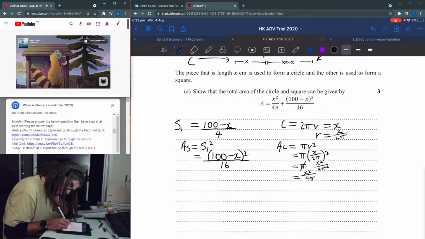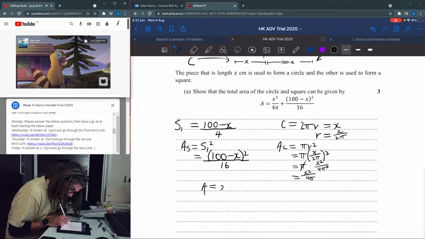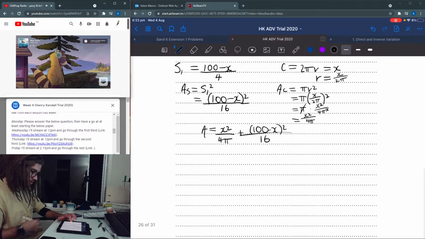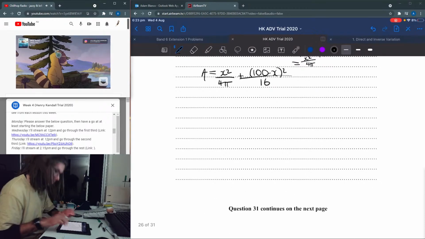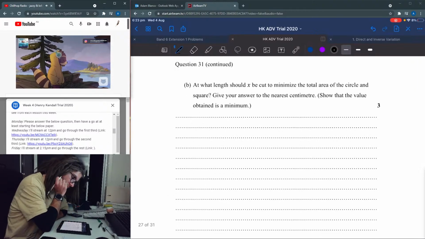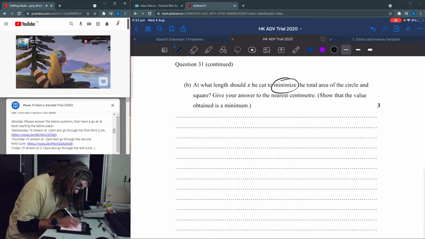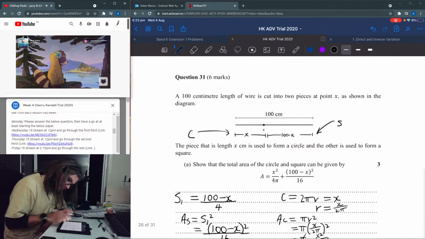And then that go. Okay, so then area equals x squared on 4 pi plus 100 minus x squared on 16. 3 marks, that's pretty generous, but that involved a lot of thinking. I had to think about that for a little bit. At what length should x be cut to minimize the total area? Okay, well that tells me I need to differentiate. So what was the area? That's why they've given me the answer.